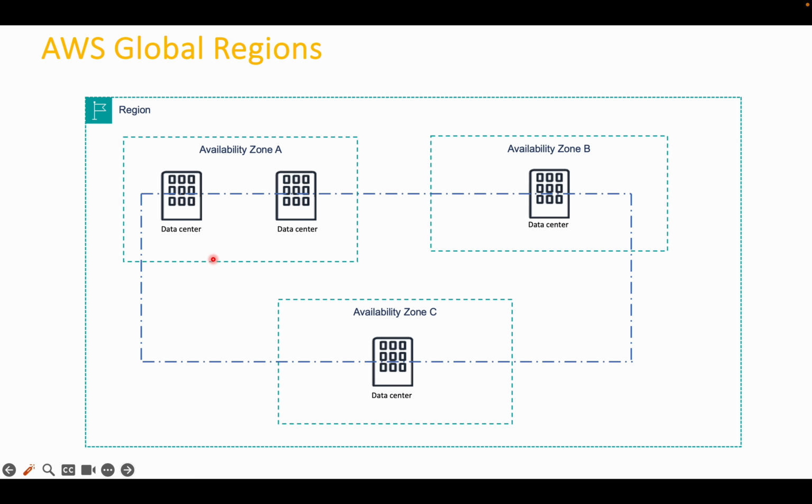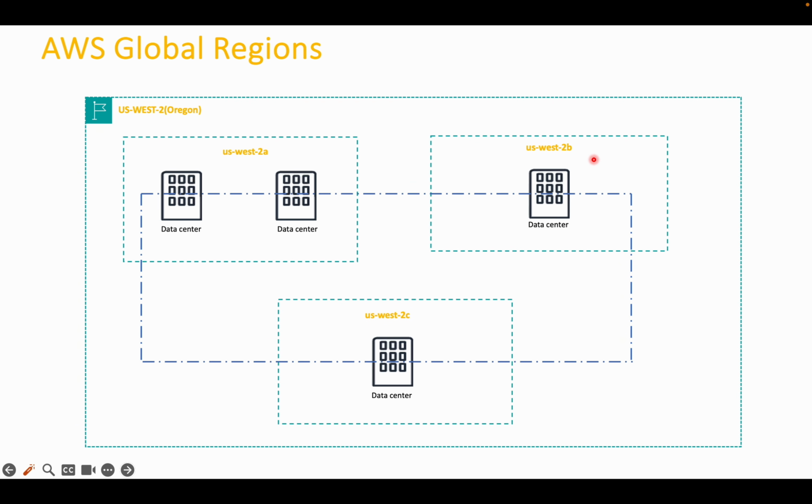All these availability zones are connected with a low latency network which facilitates fault tolerant architecture and also highly available and highly scalable architecture. For example, if any application is running in availability zone A and availability zone B, and availability zone A is disconnected for any reason, all the traffic will be served from availability zone B.